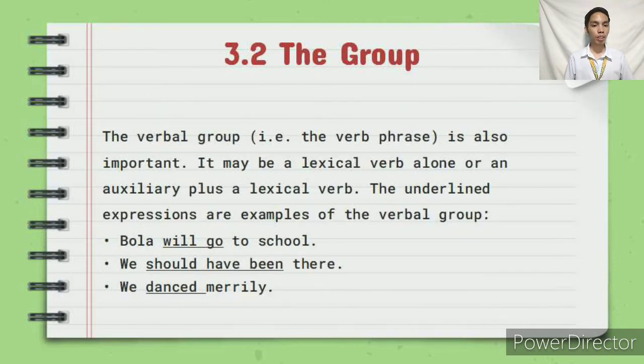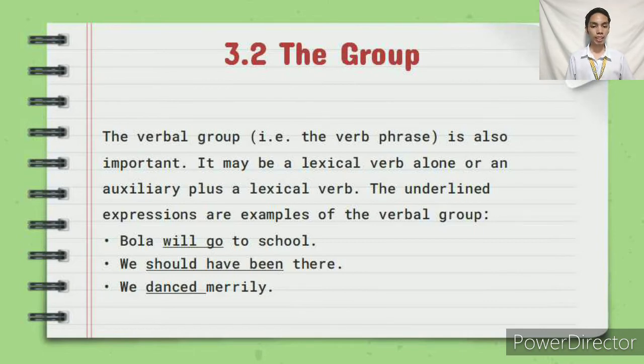Again, the verbal group, that is the verb phrase, is also important. It may be a lexical verb alone or an auxiliary plus a lexical verb. So here are the examples of a verbal group or the verb phrase. Bola will go to school. So we could see that will go is the verb phrase.